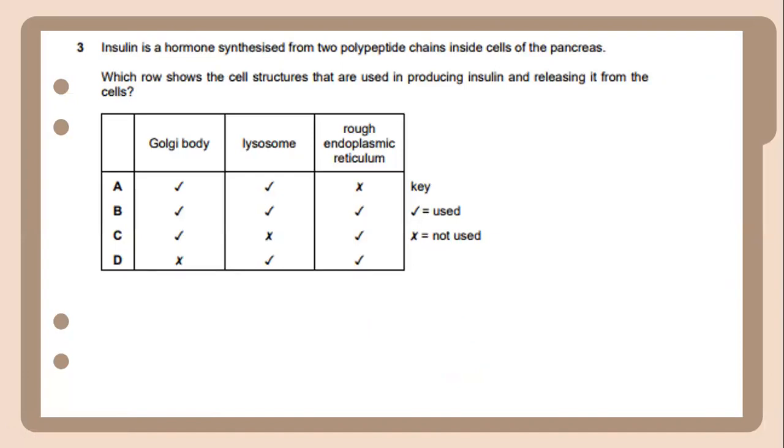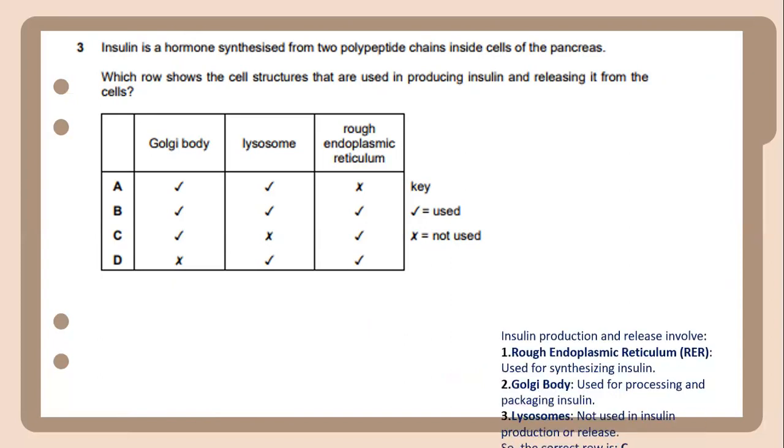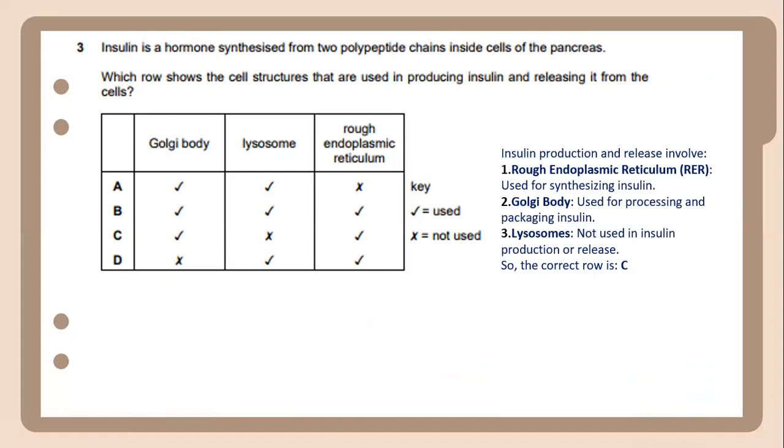Insulin is a hormone synthesized from two polypeptide chains inside cells of the pancreas. Which rows show the cell structures that are used in producing insulin and releasing it from the cells? Insulin production and release involve rough endoplasmic reticulum, which is used for synthesizing insulin. Golgi body is used for processing and packaging insulin. And finally, lysosome is not used in insulin production or release. The answer will be 1 and 2.